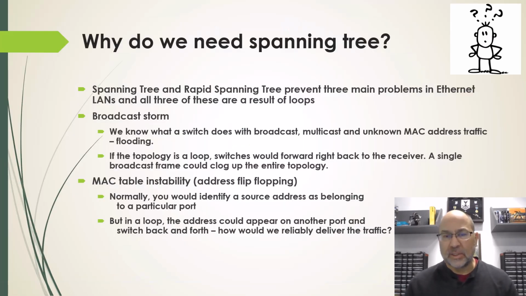MAC table instability. What this means is that the switches believe that a MAC address exists on one port and then switches to another port. So this is also called address flap sometimes. It's called address flip-flopping. But the switches would have really no idea at any particular time where the MAC address was, because it would appear over there, it would appear over there, and so on and so forth. Well, what does that look like?